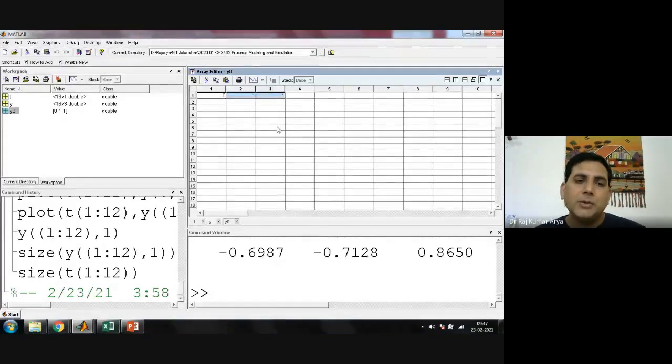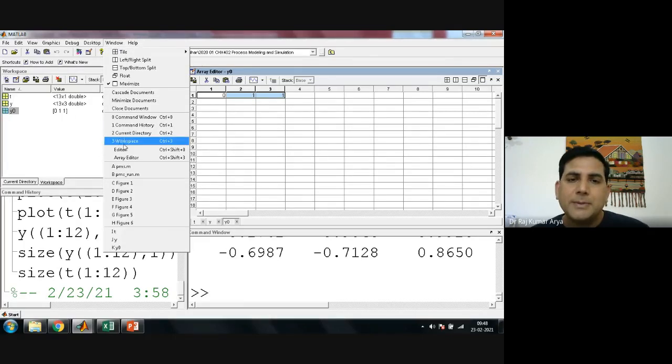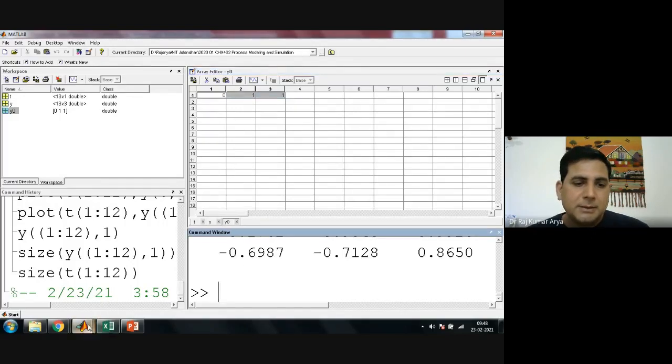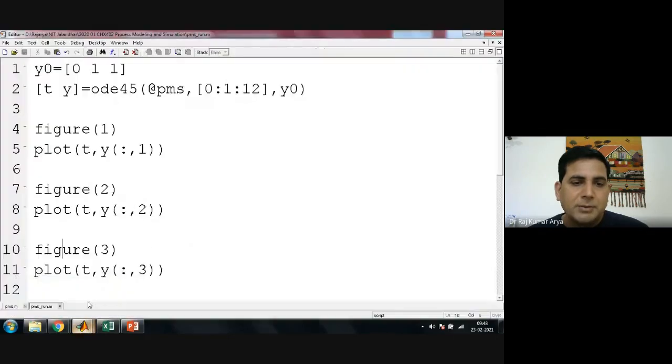So if you want to debug or want to see any of the variables being calculated in the entire program, you can always go to Windows and then to the workspace. You would be able to see them here. Now let's go back to this program again.